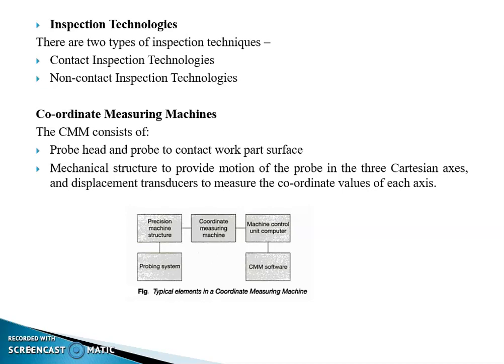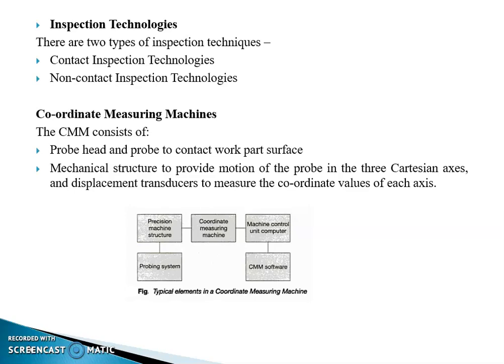The principal contact inspection technologies include the conventional measuring and gauging instruments, coordinate measuring machines, that is CMMs, and related techniques to measure mechanical dimensions. Third one, the stylus type surface texture measuring machines to measure surface characteristics such as roughness and waviness. And last one, electrical contact probes for testing integrated circuits and printed circuit boards.